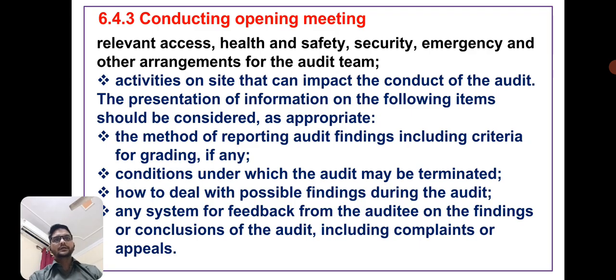Method of reporting audit findings, including audit criteria for grading if any, like major, minor, NCs, and how to close the major non-conformities and the minor non-conformities, and what their closing days are. This should be considered, along with the conditions for a major non-conformity, a minor non-conformity, and what the positive observations are. Next is the conditions under which the audit may be terminated, and how to deal with possible findings during the audit, and any system for feedback from the auditee on findings or conclusions of the audit, including complaints or appeals.